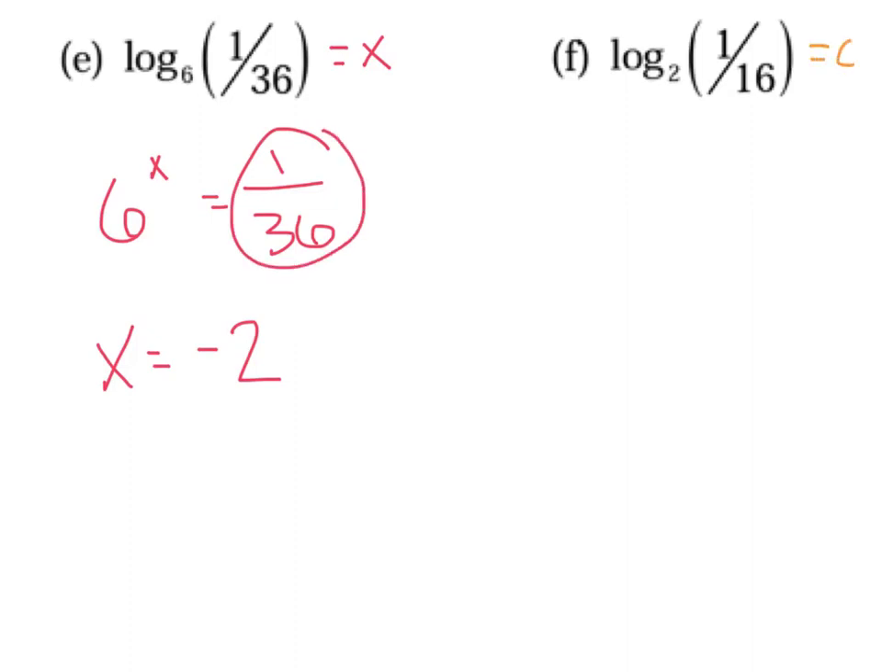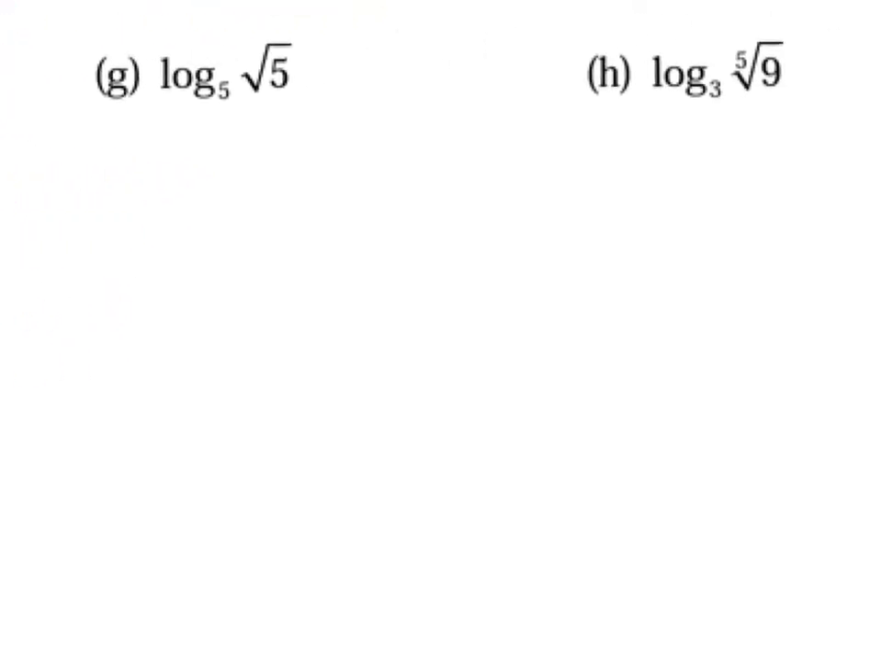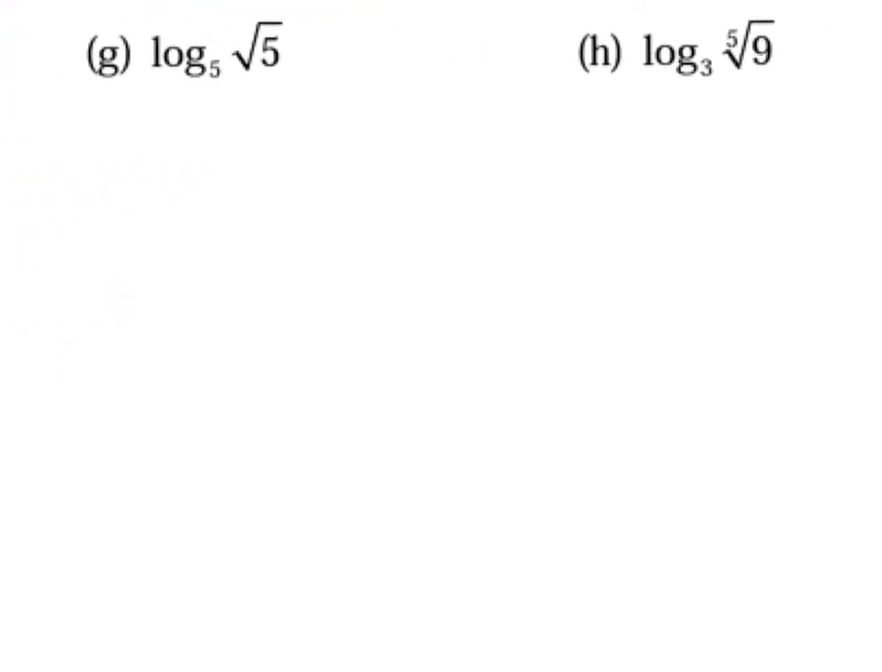Alright, let's say, set it equal to x. 2 raised to the power of x equals 1/16. Again, because the 1/16 is fractional, we know that our exponent is going to be something negative. And I'm going to go with -4. 2 raised to the -4 equals 1/16.